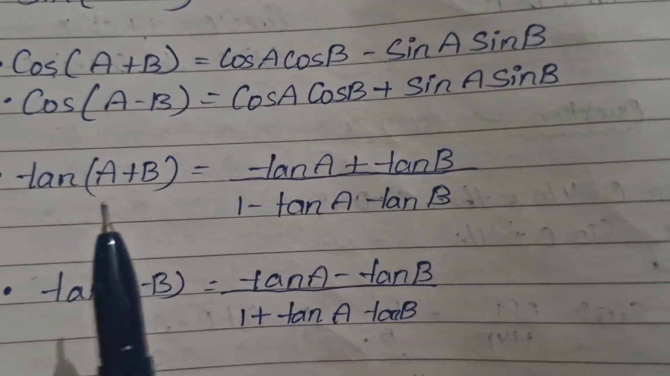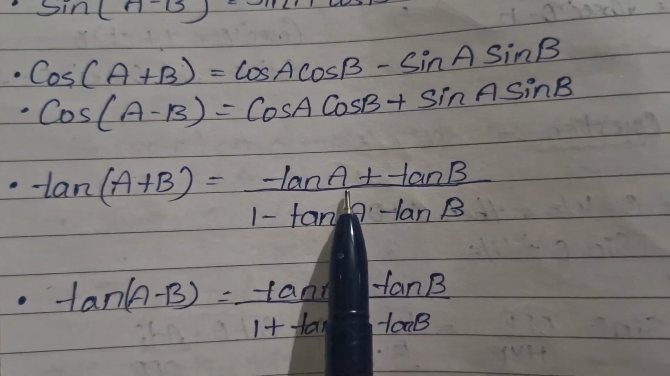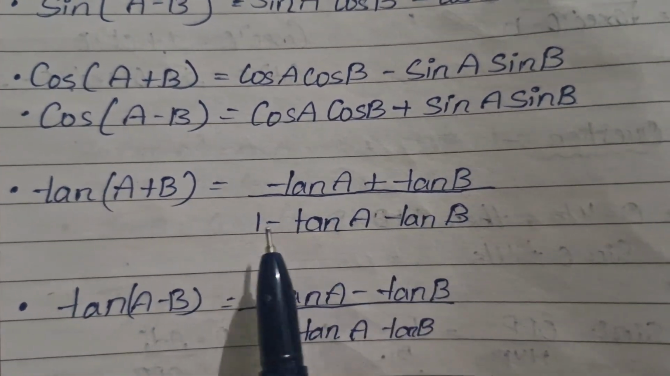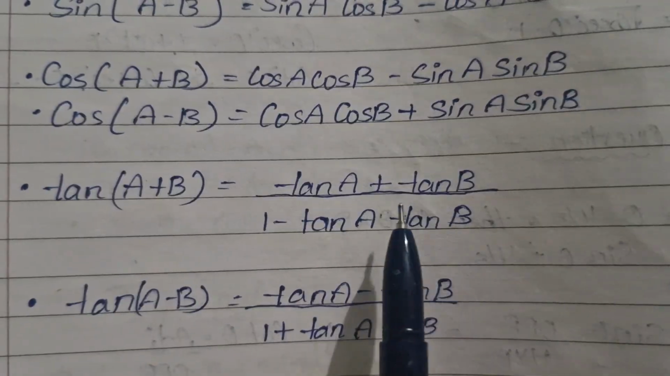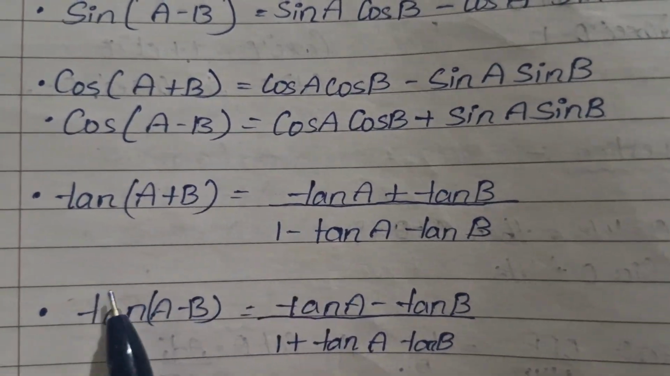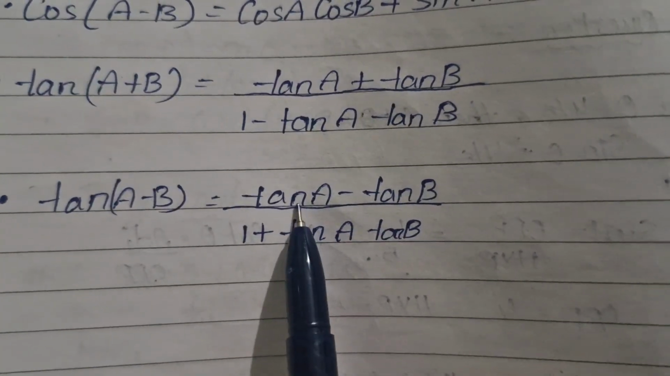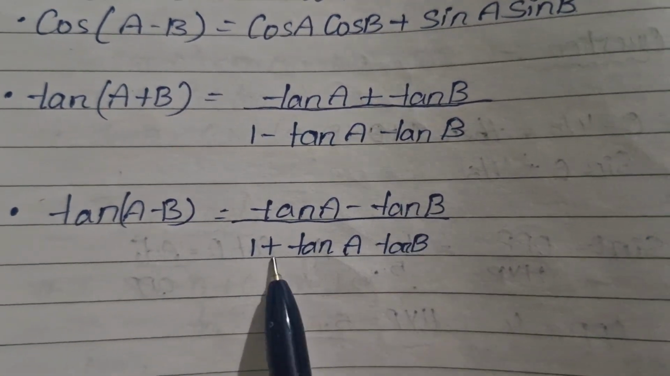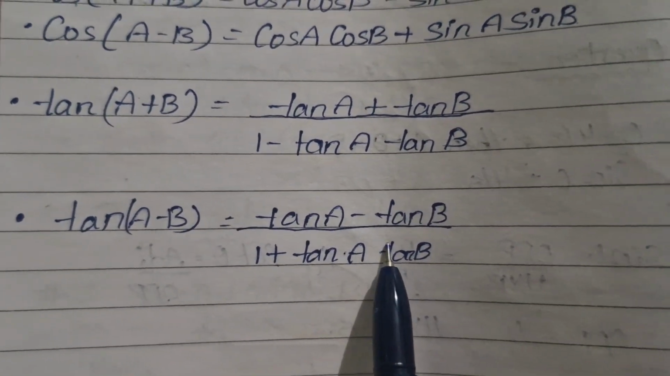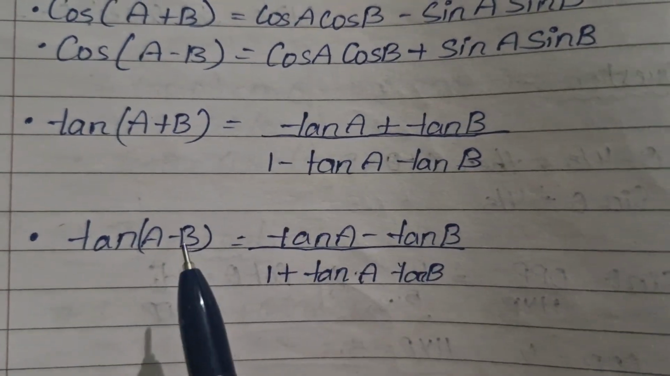And over here, tan (A plus B) is equal to (tan A plus tan B) by (1 minus tan A tan B). You have to remember this one too. And here, tan (A minus B) is equal to (tan A minus tan B) by (1 plus tan A tan B). These are the formulas.